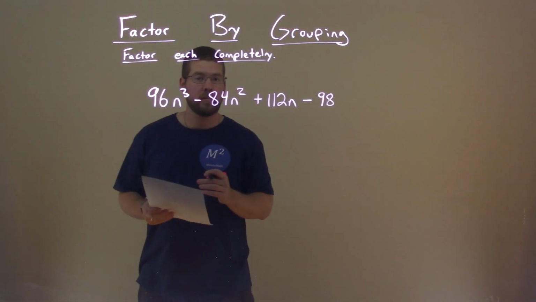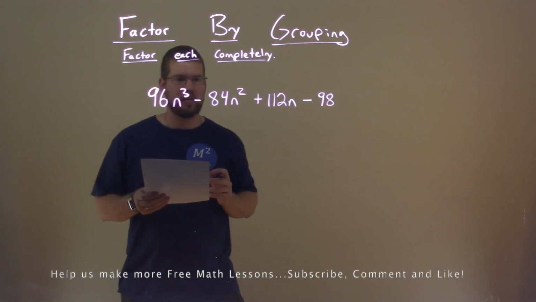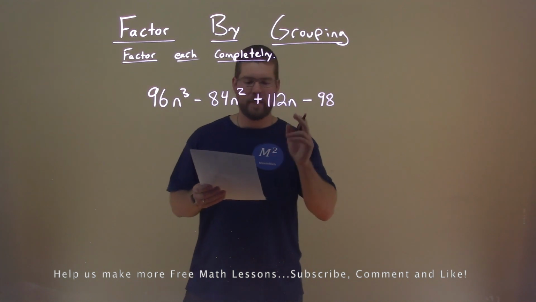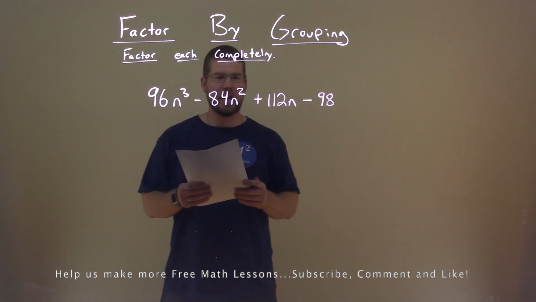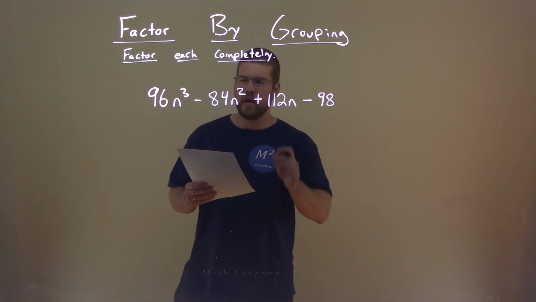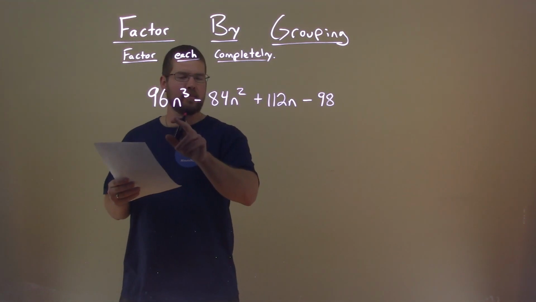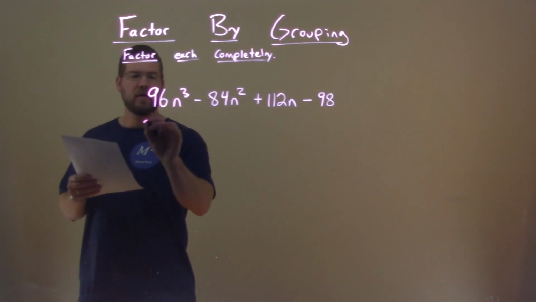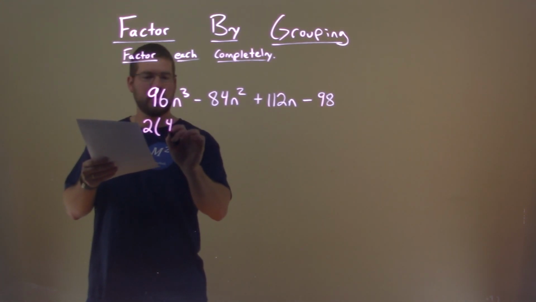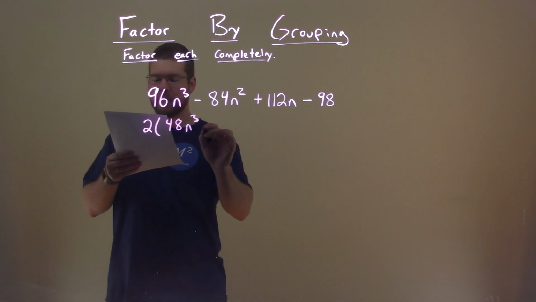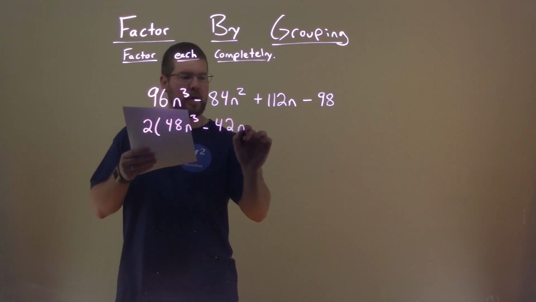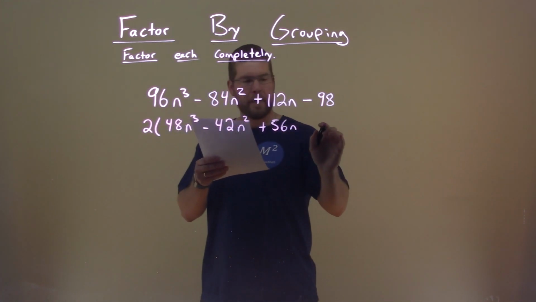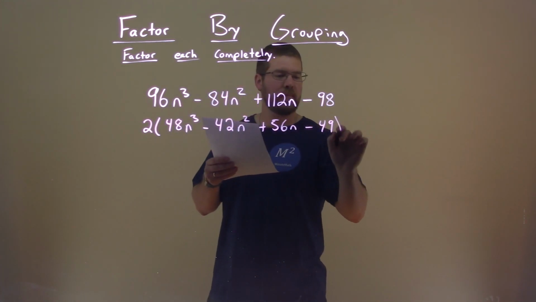We're given this problem right here: 96n to the third power minus 84n squared plus 112n minus 98. And we need to factor this completely. We're going to pull out a 2 here because we can see that each one of these numbers is even, so we can pull out a 2 first. The 2 comes out, and we're left with 48n to the third power minus 42n squared plus 56n minus 49.